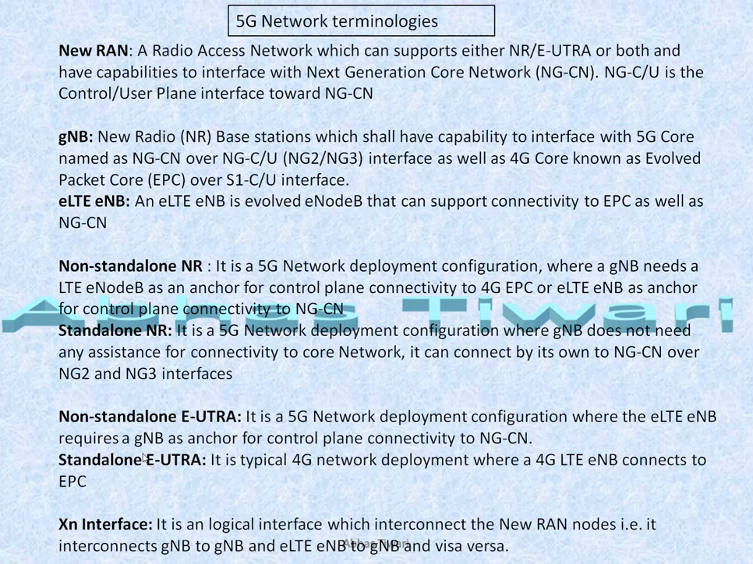One interface introduced here is called the Xn interface, which was earlier the X2 interface. The NodeB to NodeB interface was called X2 interface in 4G, and gNodeB to gNodeB here is called the Xn interface.